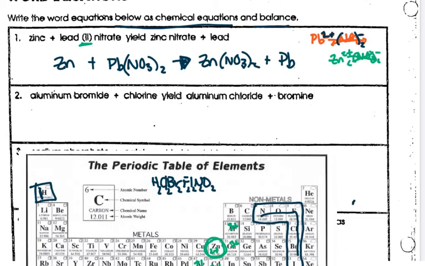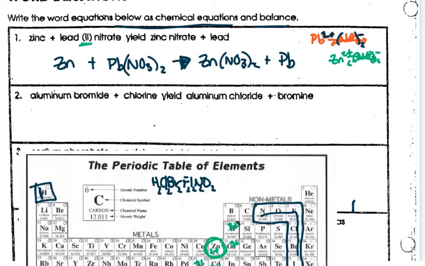I need to balance my reaction. So I have 1 zinc here and 1 zinc here. I have 1 lead here and 1 lead here. I have 2 nitrates here and 2 nitrates here. So I'm actually balanced. I don't need any coefficients in order to balance this equation. All right, that's it. That's all you're doing. I'm going to do one more, and then I'll let you guys finish it up on your own.